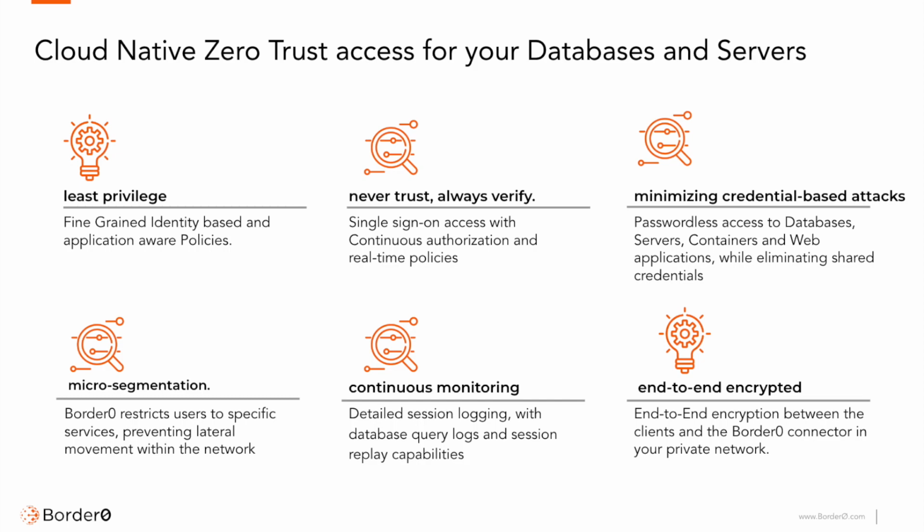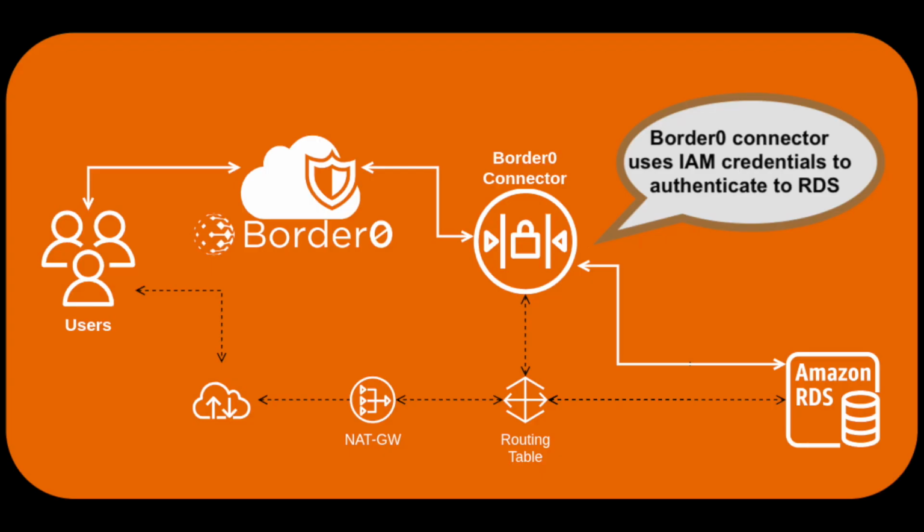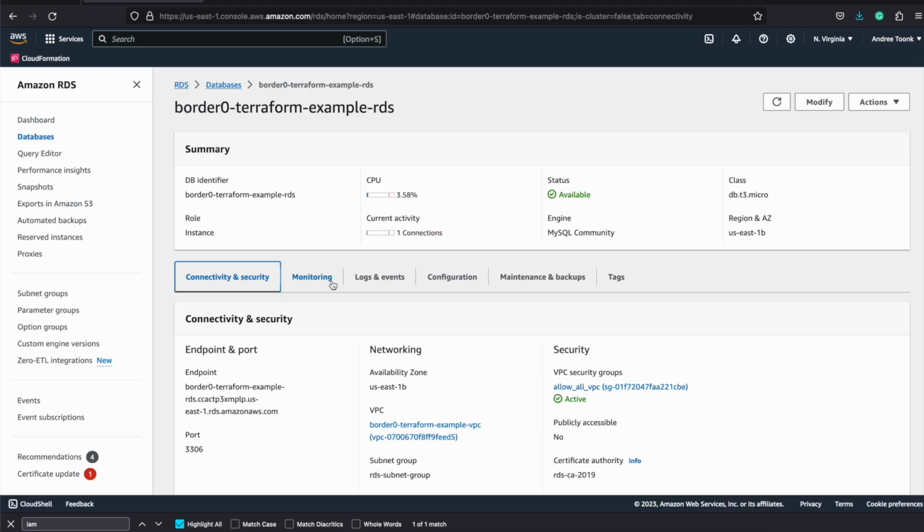Let's dive in. This diagram shows the setup we're working with. We have the Border0 connector in the middle and an RDS instance on the right-hand side. This is all hosted in a private subnet, and we'll use Border0 to make the database available to our engineering team. I've already created a RDS database, as you can see here. Again, this sits in a private subnet.